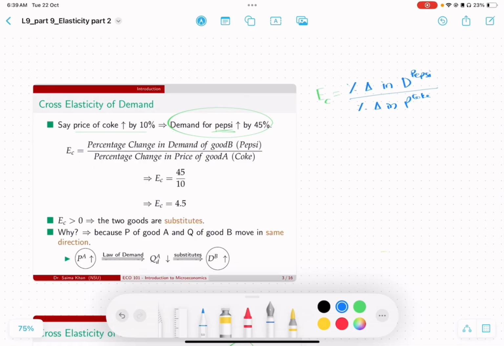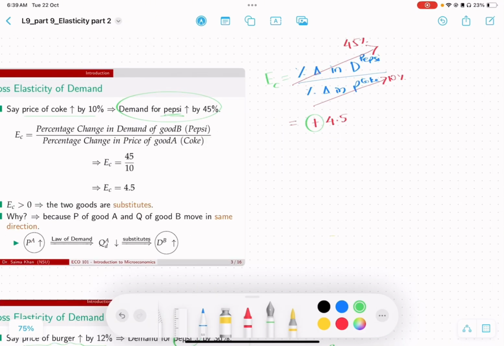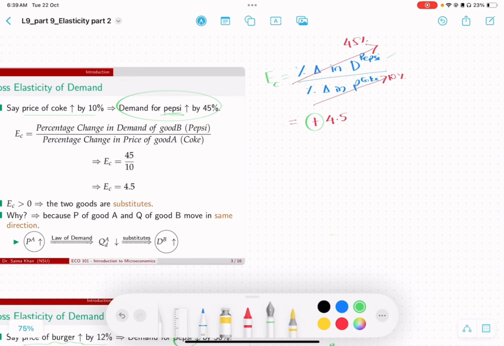So if I were just to plug in the numbers, we know that the price of Coke changes by 10%, which means that the percentage change in demand for Pepsi, it changes by 45%. So essentially, if we were to calculate it, we would get a value of 4.5. Notice it's going to be plus 4.5. So what does this plus sign actually mean? Essentially, the plus sign captures the relationship between the demand for Pepsi and the price of Coke, the relationship between the numerator and the denominator.